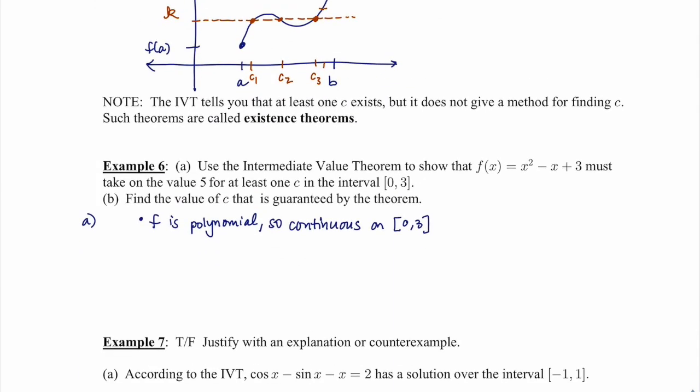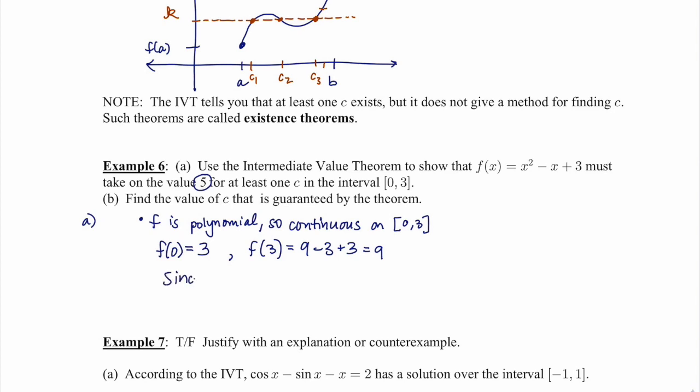what is f of 0? And f of 0 for this function would be 0 minus 0 plus 3. So f of 0 is 3. And f of 3 is 9 minus 3 plus 3. So that would be 9. And what we can see is 5, the y value they're talking about.